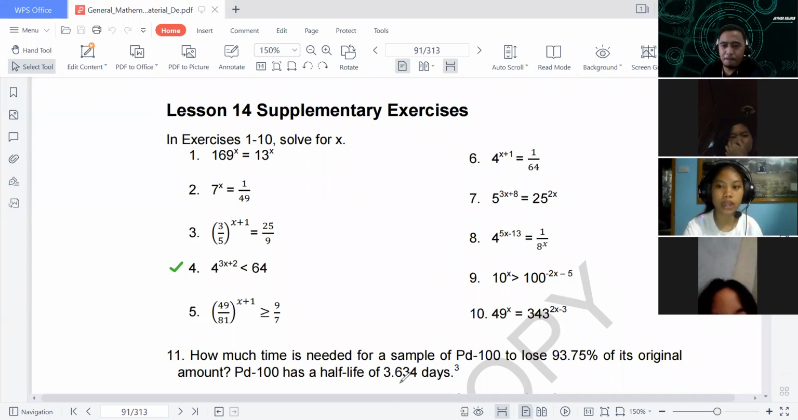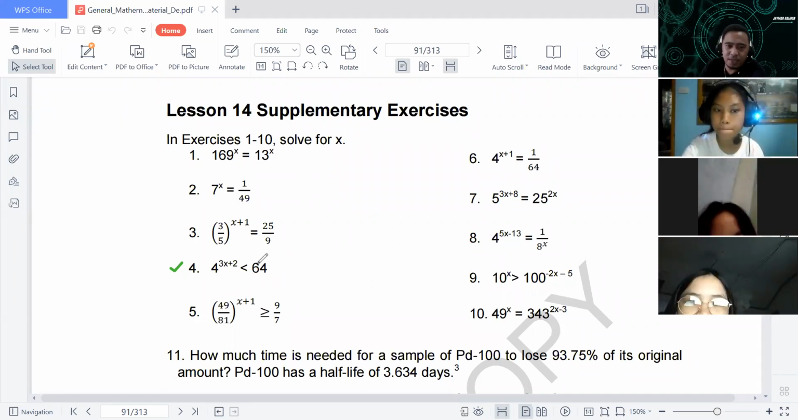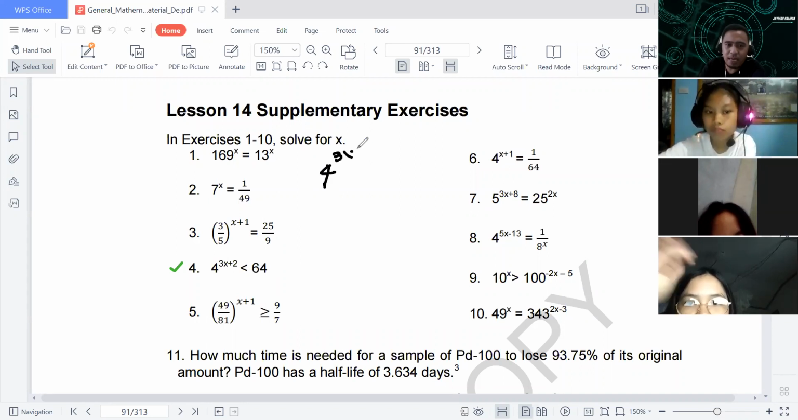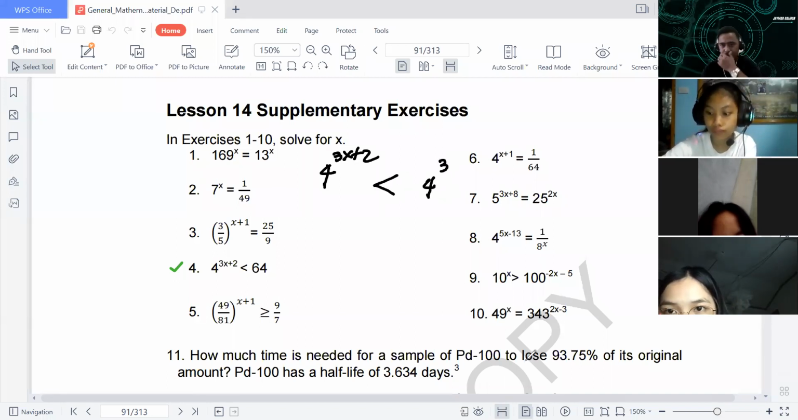Make the bases the same. Very good. So what do we write now? What base will we use? 4 cubed. So it can be written now as 4 to the power of 3x plus 2. There is 4 cubed, that is 64, right? At this very moment, we use the same inequality because we only rewrote the given. Next, do they have the same base now?